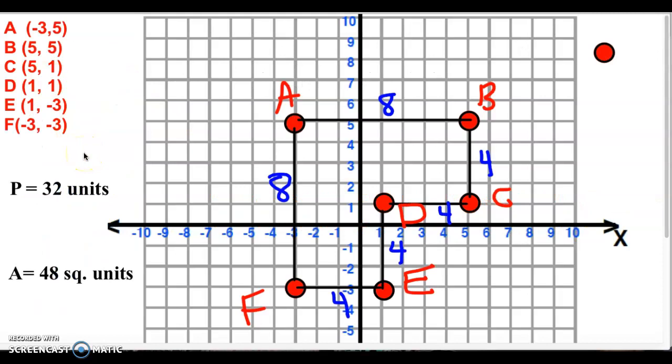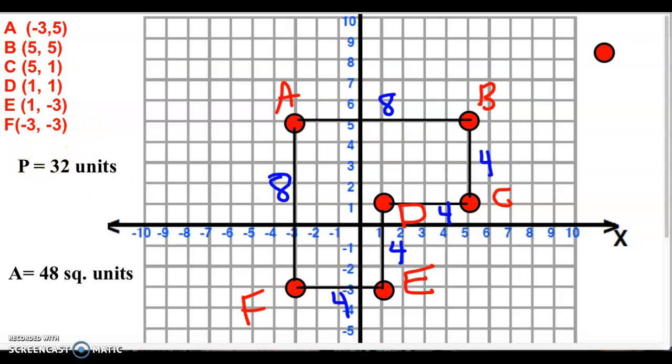Okay, so here's the answer for the perimeter. The perimeter answer should have been 32 units. I graphed my points. Make sure you graph them correctly. Okay, if you graph one point incorrectly, everything's going to be wrong, so you've got to be careful. I added 8 units plus 4 units plus this right here is 4 units. This is 4 units, 4 units again, and 8 units again. And when I add all those numbers together, I get 32 units.